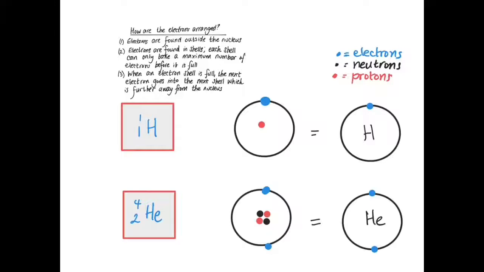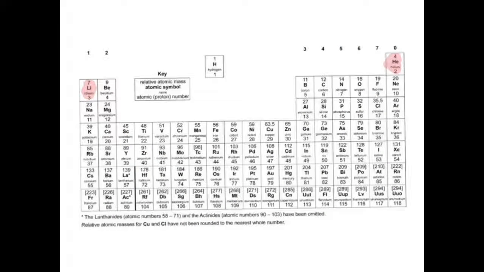Now, because it gets a bit messy, and because chemists are really interested in electrons more than protons or neutrons, what we tend to do is draw the nucleus as just the chemical symbol of the element. So if we look at this, hydrogen has got 1 electron, helium has got 2 electrons.